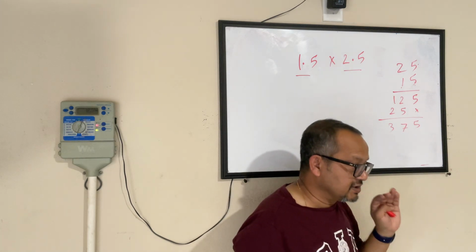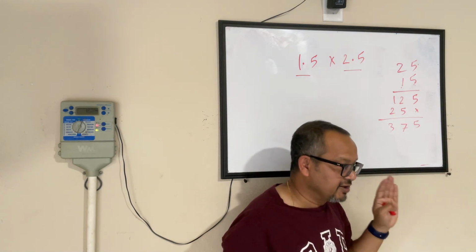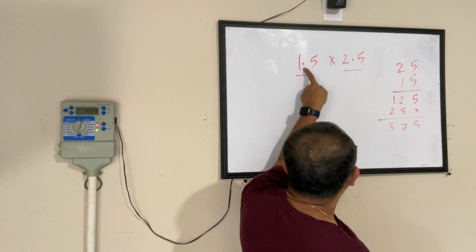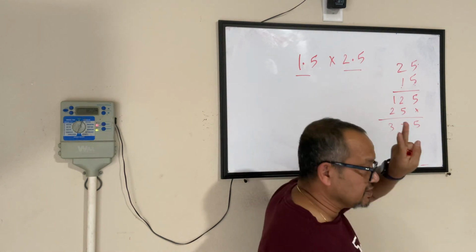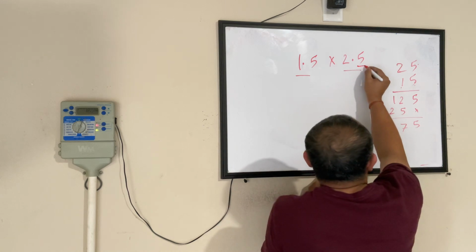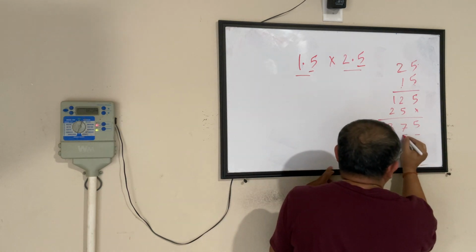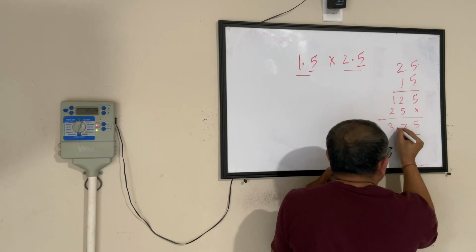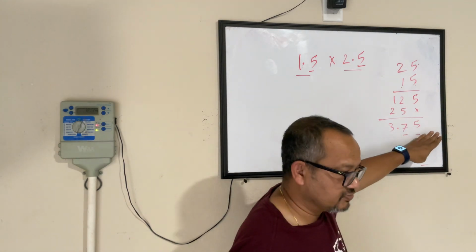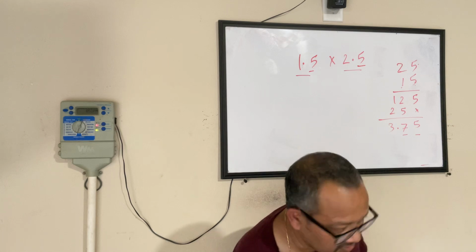Don't rush to the answer. I'm not interested in knowing the answer. So 1 digit after the decimal here, 1 digit after the decimal here, so 2 digits. I'll start from here, 1, 2, I will cross and then I'll put a decimal. This is one way to solve it. This is one solution.